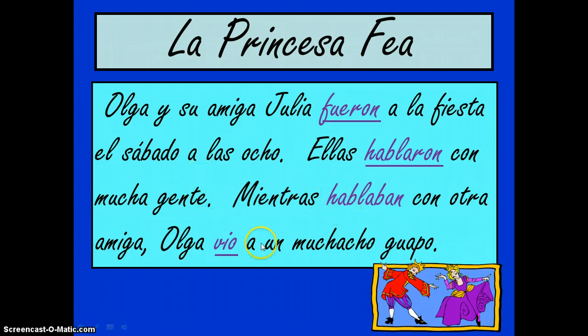Now we have two verbs in one sentence. Mientras hablaban con otra amiga, Olga vio a un muchacho guapo. So you see another background action. They were talking with another friend, and all of a sudden, Olga saw a handsome guy. Okay, so background action and interruption.